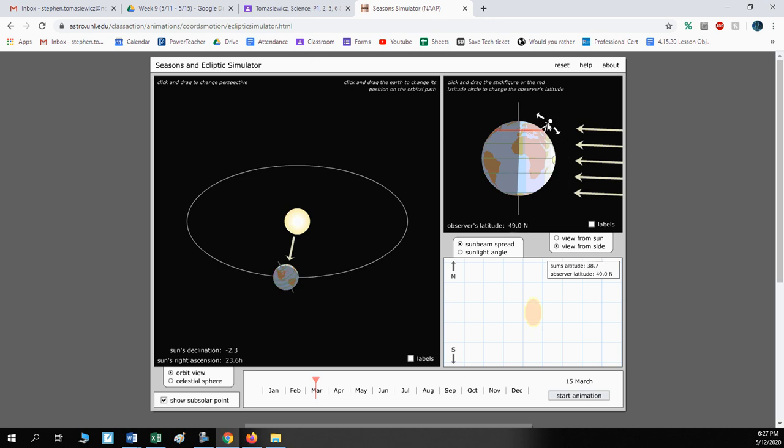One of the more important readouts is the latitude right here, as well as the sun's altitude. Those are your two readouts that you'll really want to be paying attention to. Okay, so let's get started.